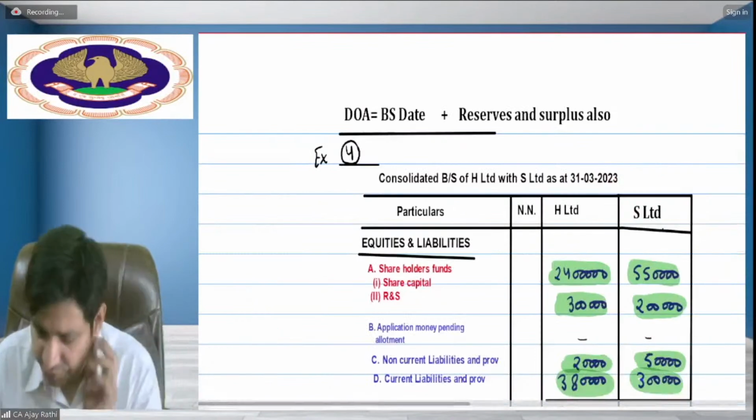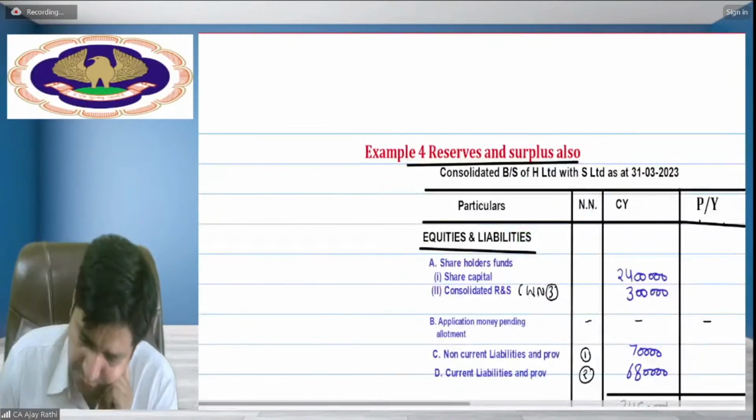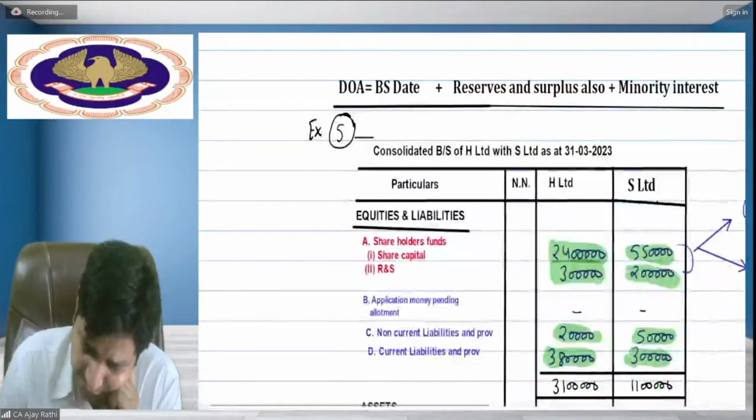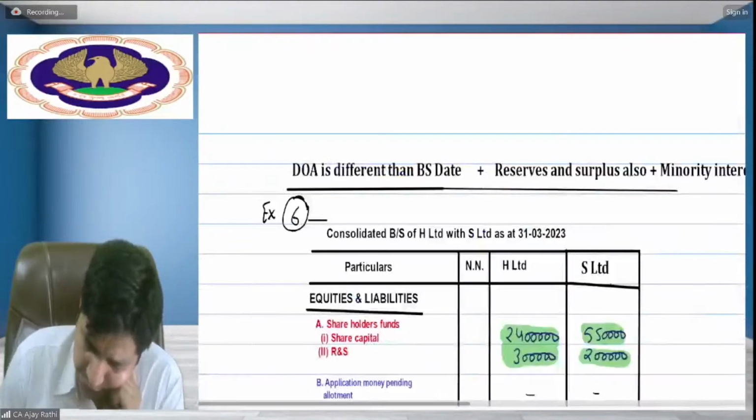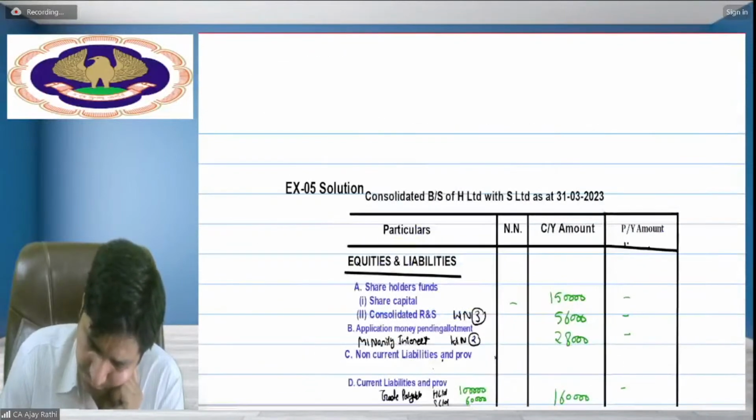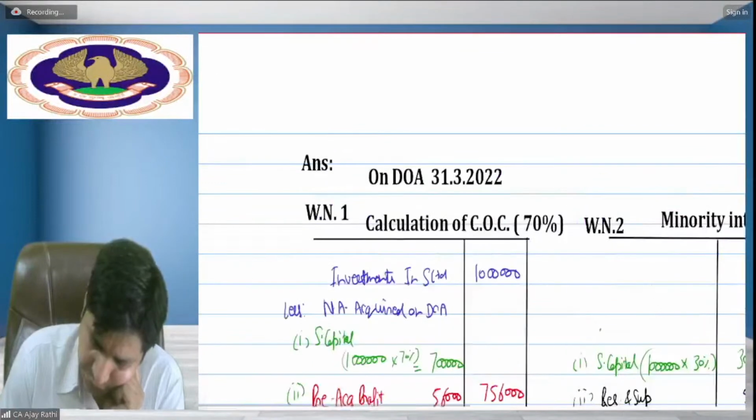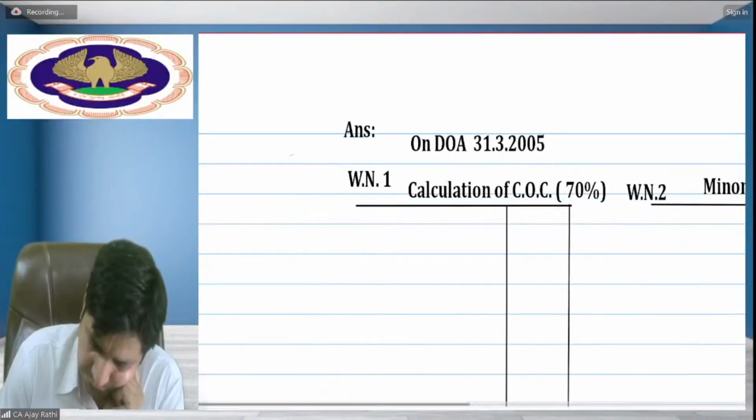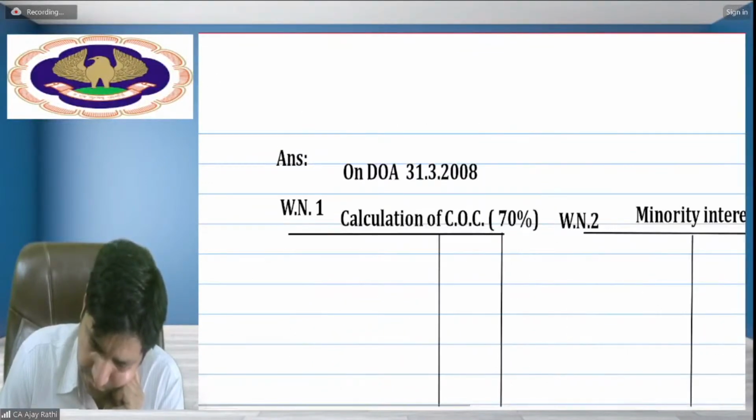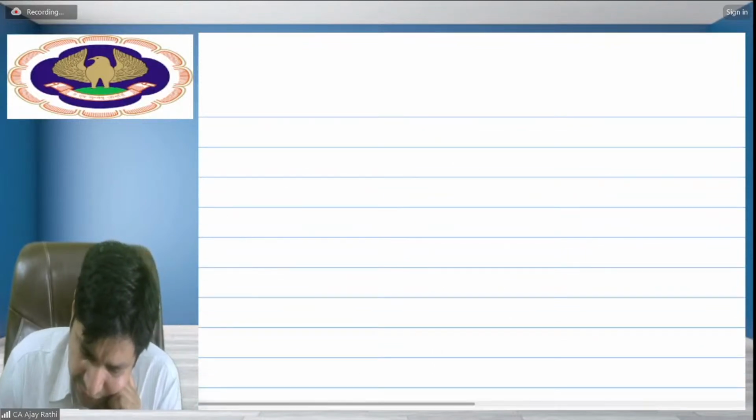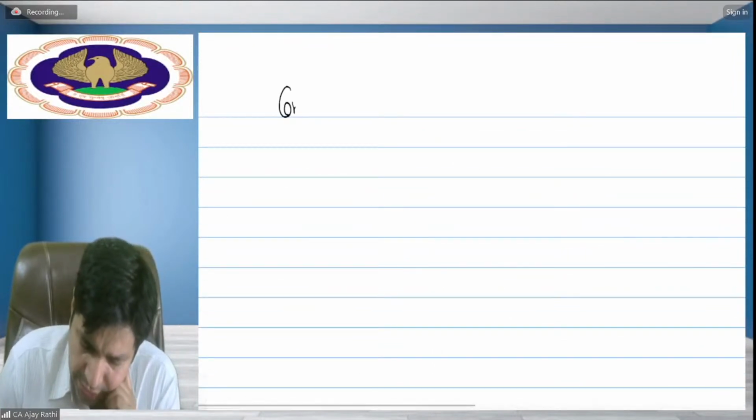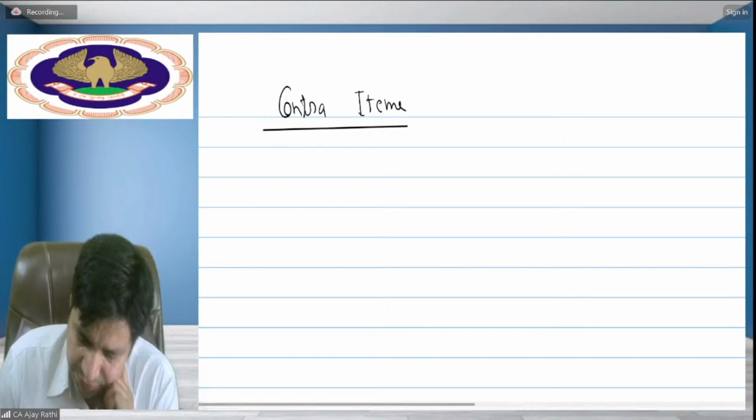Now see, what about the contra items? Please give a heading. Contra items. Wait a minute. Please give a heading here. Contra items. Beta, this is nothing. Very, very easy.